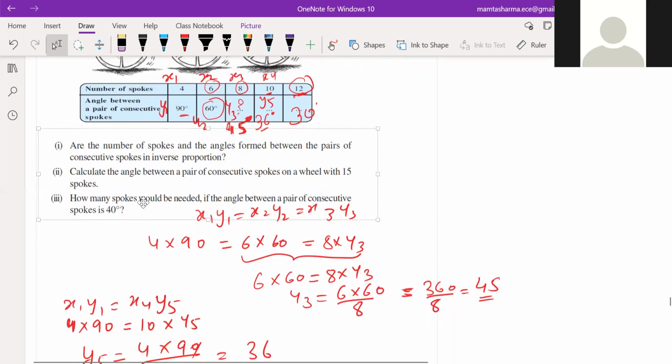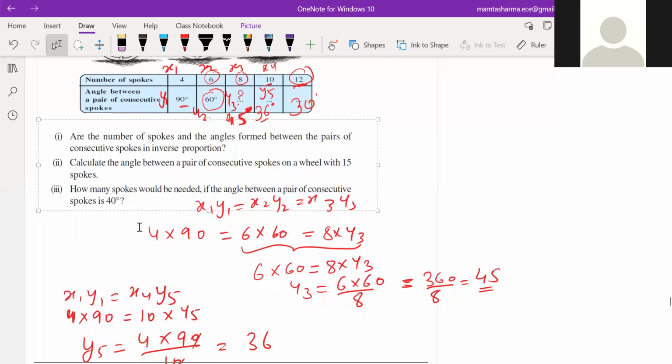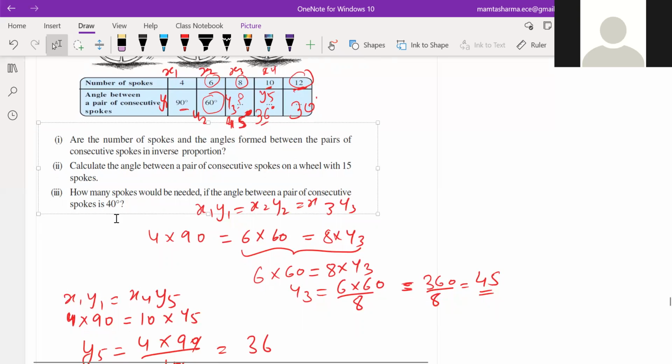How many spokes would be needed if the angle is 40 degrees? Ma'am, 9 spokes. Okay. So you can do it easily by applying the same formula, x1 y1 equal to x2 y2.